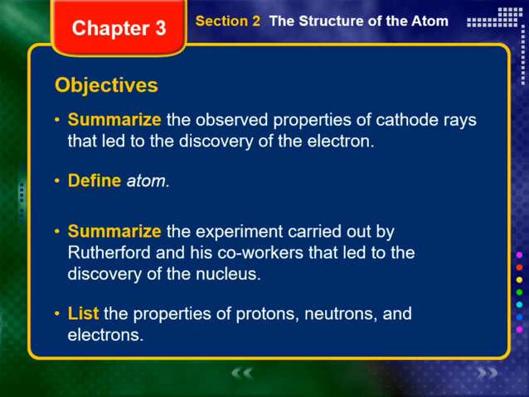At the end of this video, you should be able to summarize the observed properties of cathode rays that led to the discovery of the electron, define atom, summarize the experiment carried out by Rutherford and his co-workers that led to the discovery of the nucleus, and list the properties of protons, neutrons, and electrons.